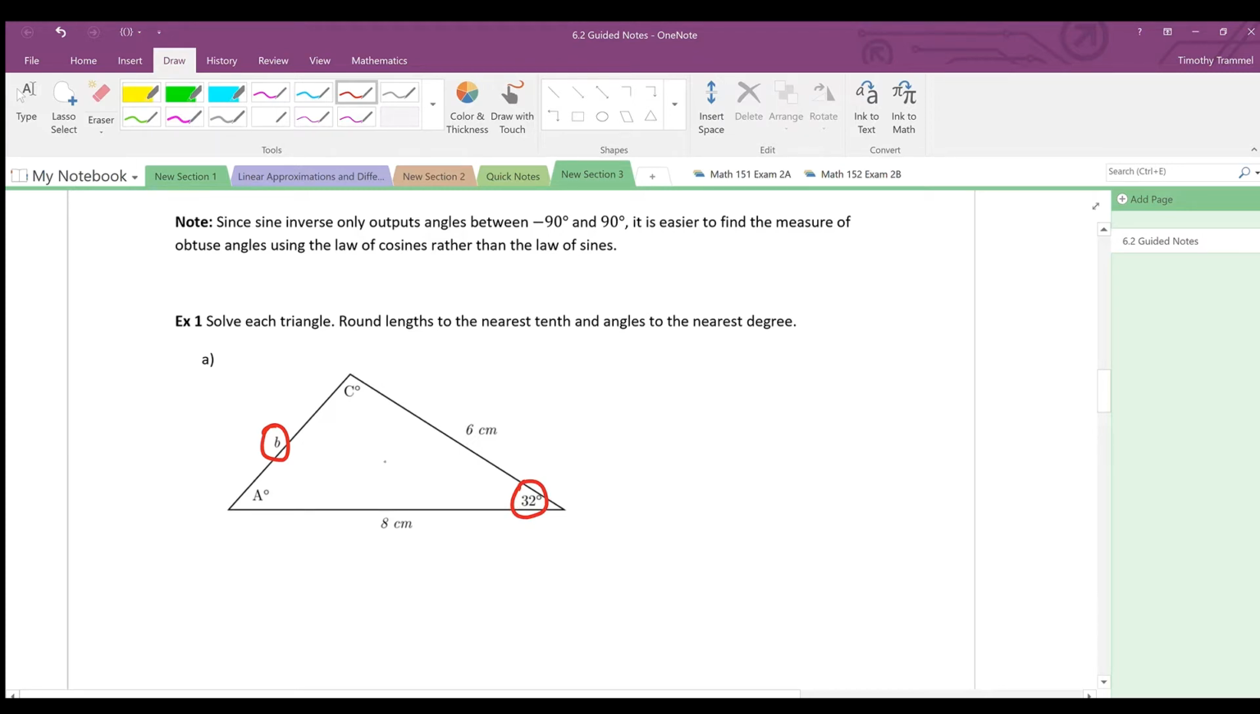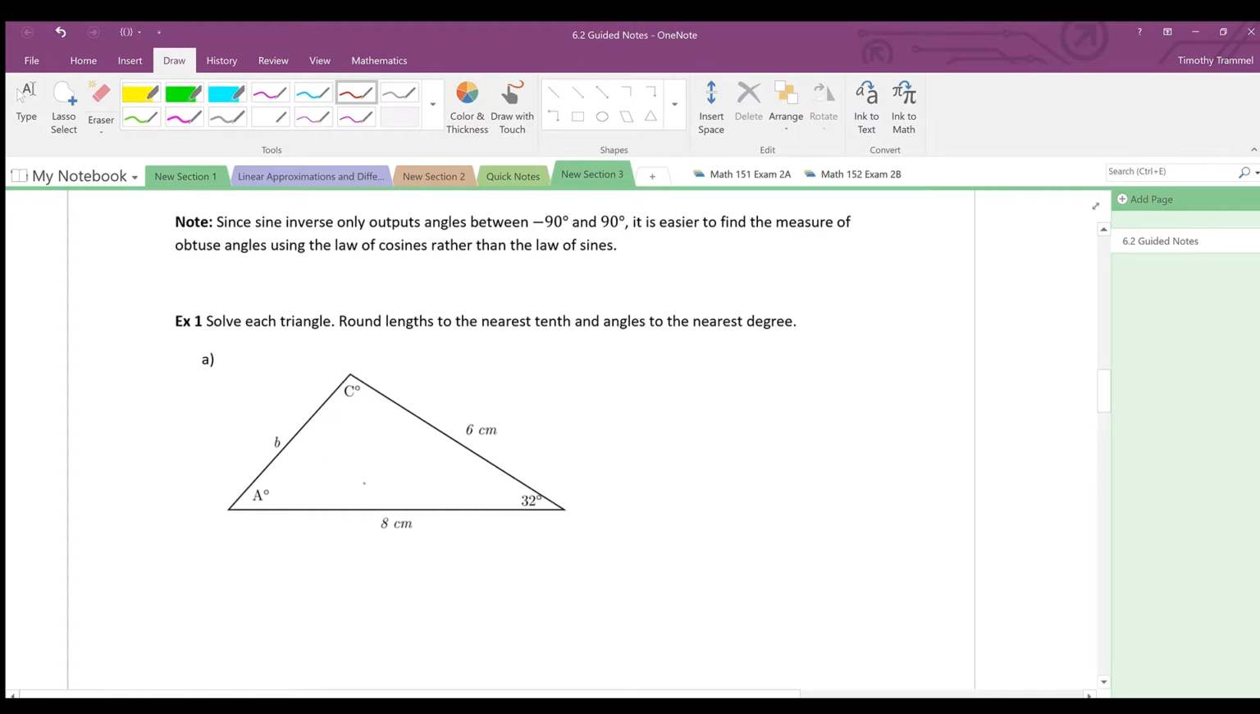And so you can see here, we have angle B, but we don't know side B. We have side C, but we don't know angle C. And we don't have angle A, and we have side A. So we don't have a pair that we know both. So we can't use law of sines. So we're going to be forced to use our law of cosines here.